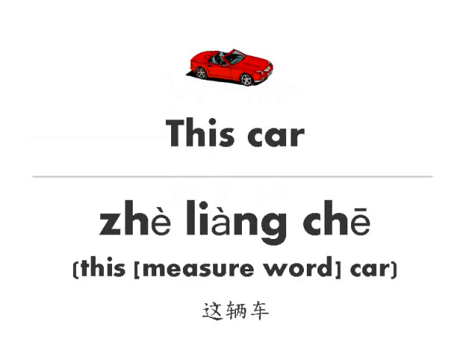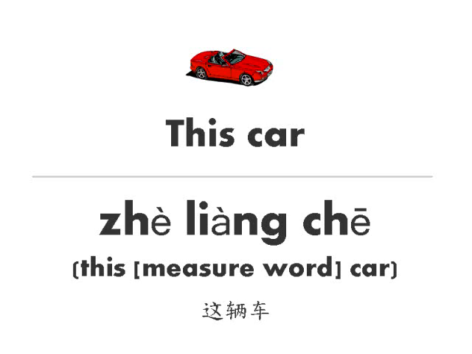Now, let's learn how to describe objects using colors. For demonstration, we'll use this car. The word this, 这. And the word for car, including the measure word, 辆车.